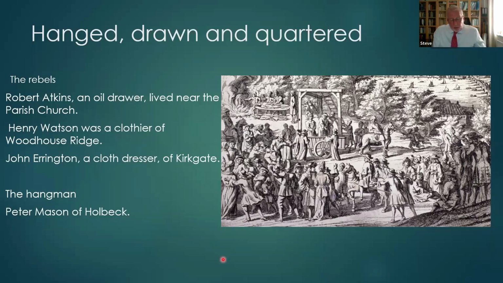Who was going to carry out this disgraceful act? Well, the hangman was a man called Peter Mason of Holbeck. He was a skilled joiner, and he made the gibbet, which was necessary for the task. But he was also a renowned alcoholic and thief. He'd been condemned to death for stealing a white horse from Mr. Thomas Fenton of Hunslet, but a deal had been brokered whereby he would receive a full pardon in return for executing the 3 condemned men.